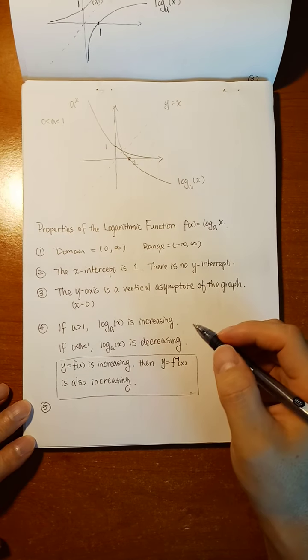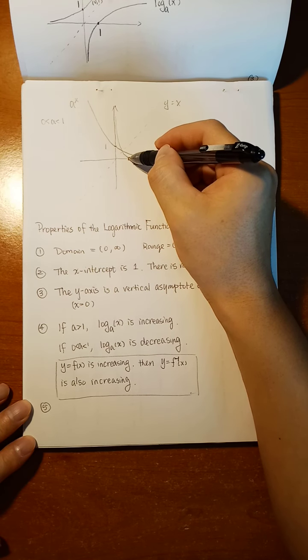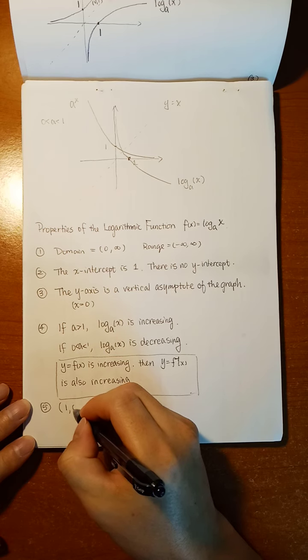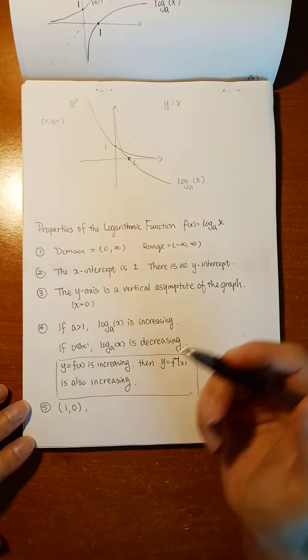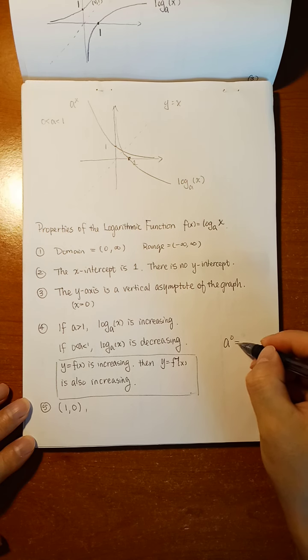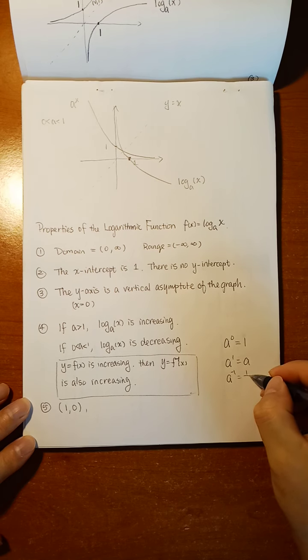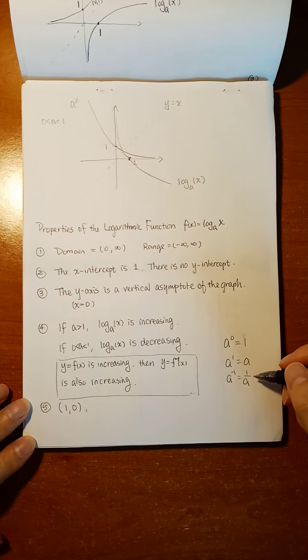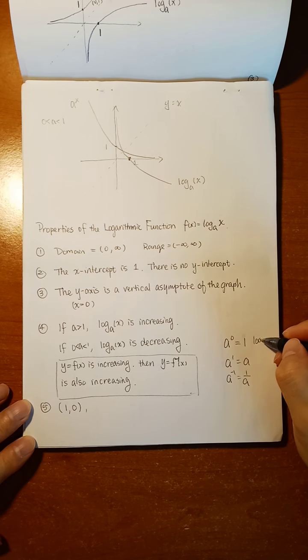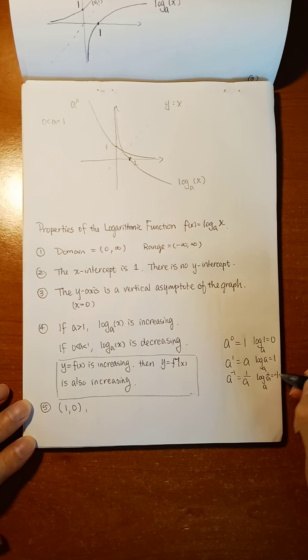Okay. And 5. There are several fixed points. So you have this point. The x-intercept is 1. It means when x is 1, y is 0. And we know that a to 0 is 1. A to 1 is a. A to -1 is 1 over a. This is a power, exponential. And if we write the logarithmic function, log a of 1 is 0. Log a of a is 1. Log a of 1 over a is -1.